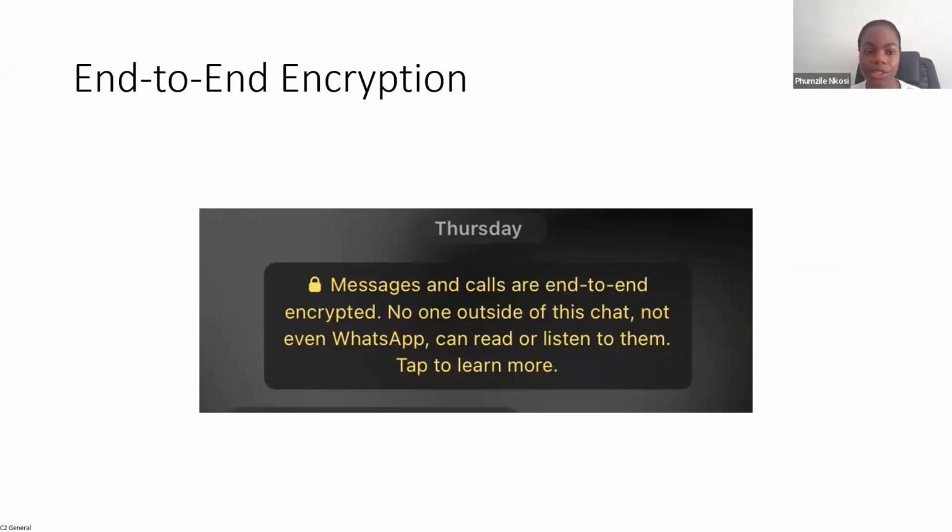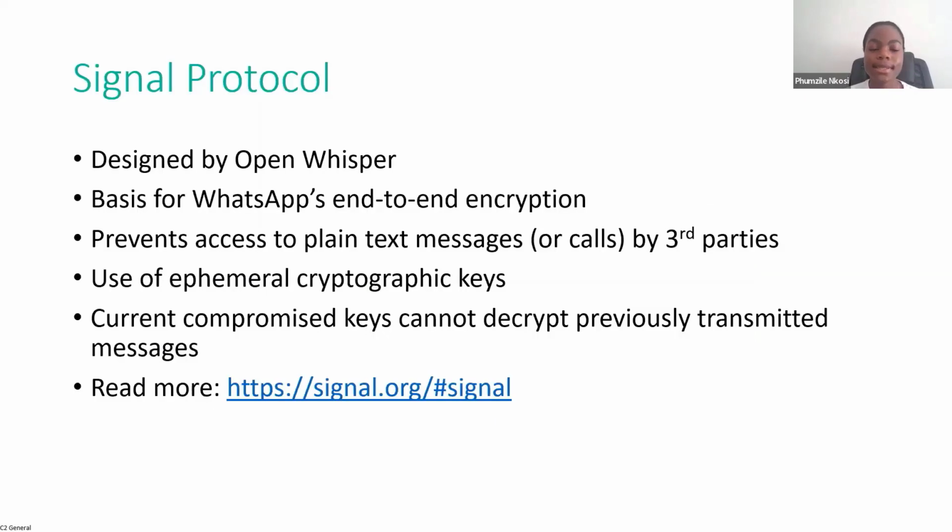Well, to briefly answer your question, end-to-end encryption means that only the sender and the recipient can have access to the plain text messages that are being transmitted. The basis for this end-to-end encryption is the Signal protocol that was designed back in 2013 by OpenWhisper. The idea was to prevent access to plain text messages by third parties, and due to the ephemeral nature of the keys that are being used, even in situations where the current keys are compromised on a device, they cannot be used to decrypt previously transmitted messages.